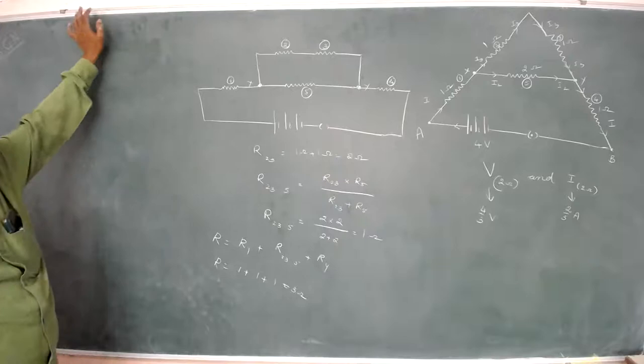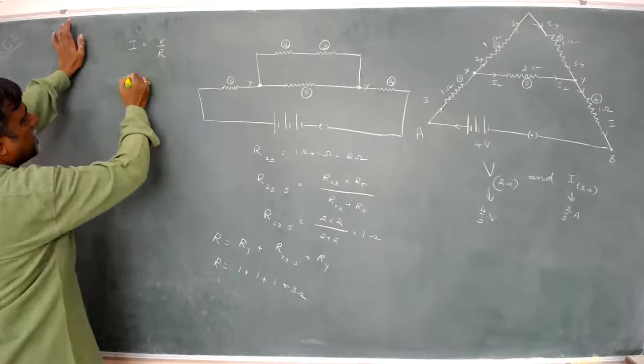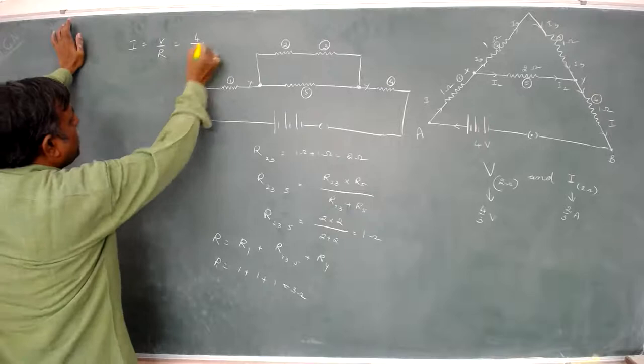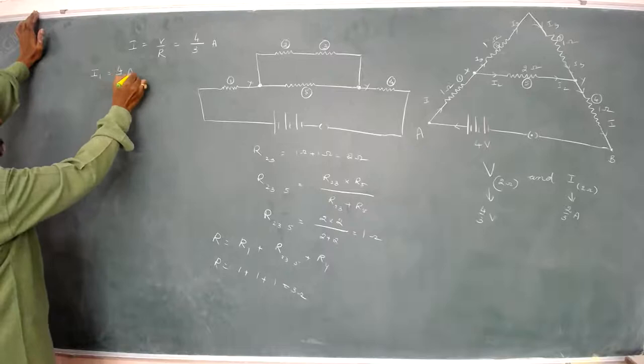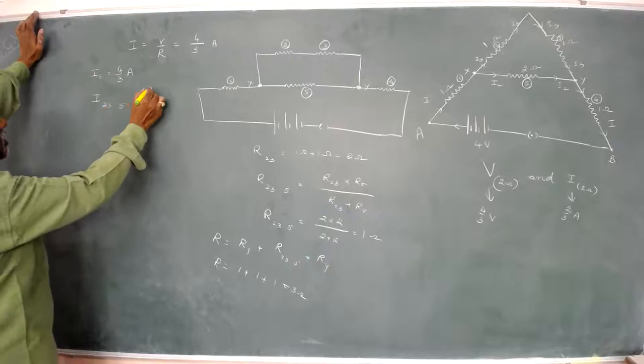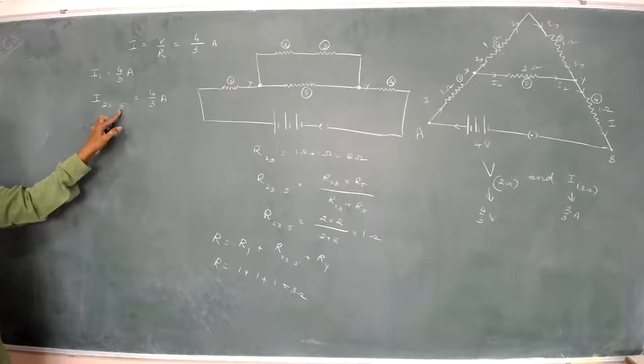Now, the effective current in the entire circuit is 4 by 3 ampere. That is the current through the first resistor, and the current through the combination of 2, 3 and 5 should be the same. In this 4 by 3, through 2,3 some current and through 5 some other current; the current splits, as they are in parallel.